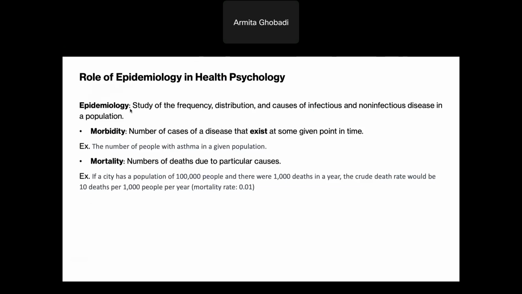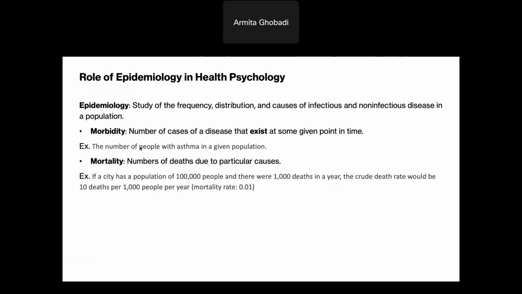Number one is going to be morbidity, which is the number of cases of a disease that exist at some given point in time. For example, the number of all people with asthma in a given population. For example, let's say the number of people with asthma in the Hispanic community living in the United States. Okay, that's going to be morbidity.